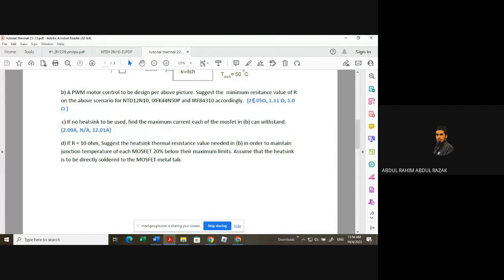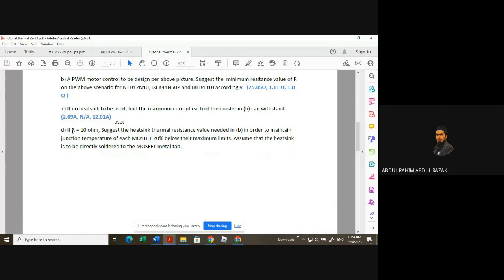It's not without heat sink, right? D. Let's say we have here a resistive element of 10 ohm. So suggest the heat sink thermal resistance value that needs to be put in, in order to maintain the junction temperature of each MOSFET about 20% below the maximum limit. Assume that the heat sink is directly soldered on the MOSFET metal tab.